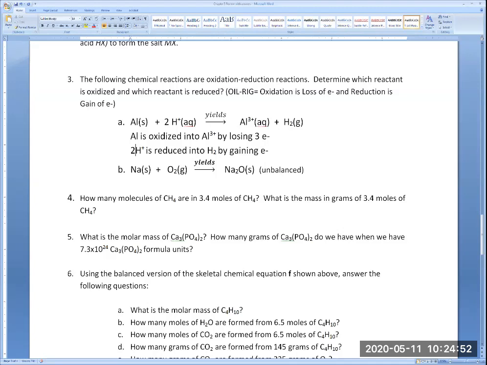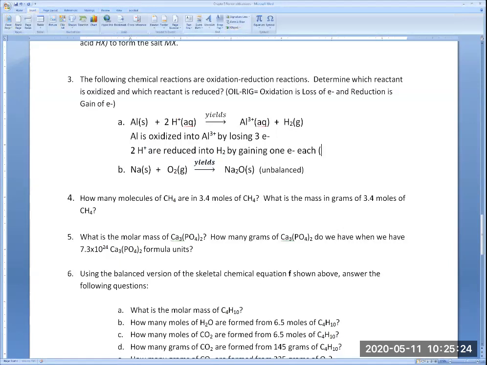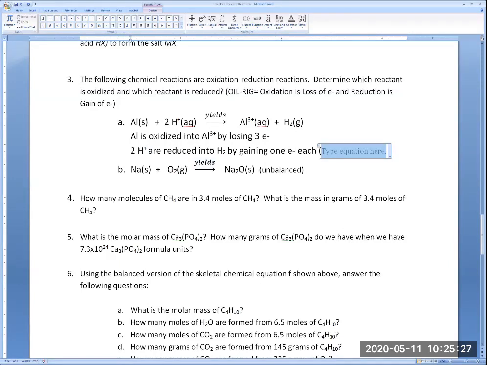So let's say it's two hydrogen plus, because really that's what it is in the equation here. Two of H plus ions are reduced to make one H2 molecule by gaining each an electron. Two H plus are reduced into H2 by gaining one electron each. So I guess I should show that as a half reaction. We call those half reactions, where you show what happens to the species that is reduced.